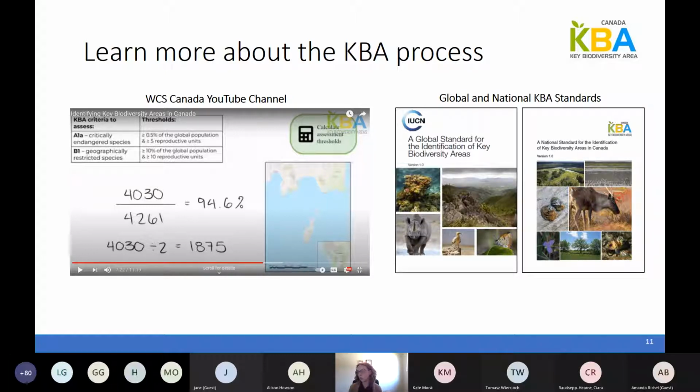So usually when KBAs are designated, it's the Canadian Secretariat that does it through expert meetings and brainstorming and collaboration. But it is also possible that any individuals or groups can submit a nomination for a KBA to the Secretariat. So if you do want to learn more, check out these sources and also reach out to us because we can help work you through the process and we can collaborate on this together.